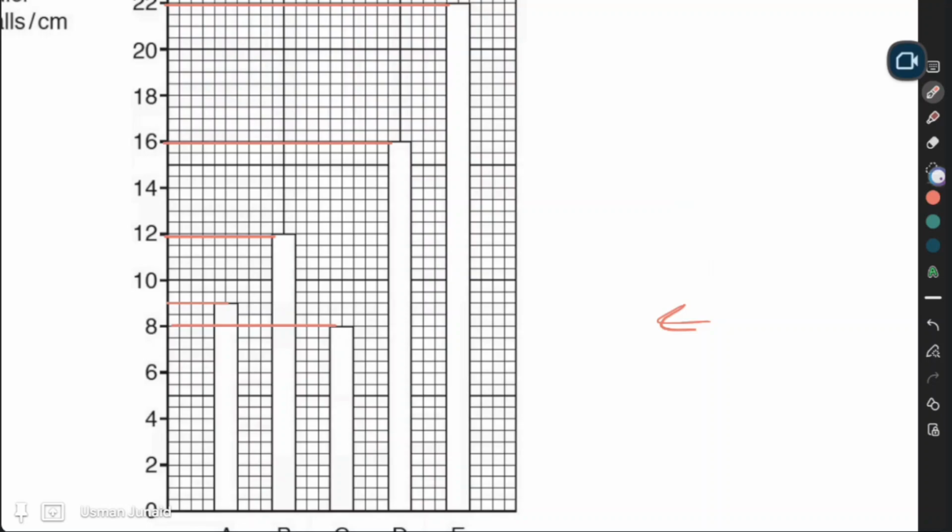Can you tell me all of them? Just tell me A, B, C, D, and E. What are the values? A is 9. B is 12. C is 8. D is 16. Last one is 22, right?